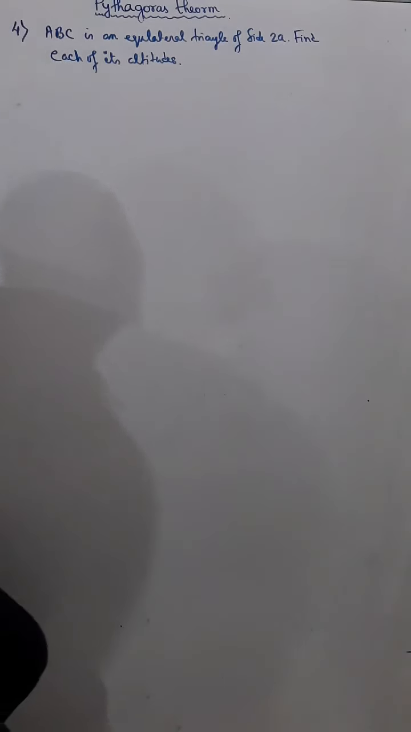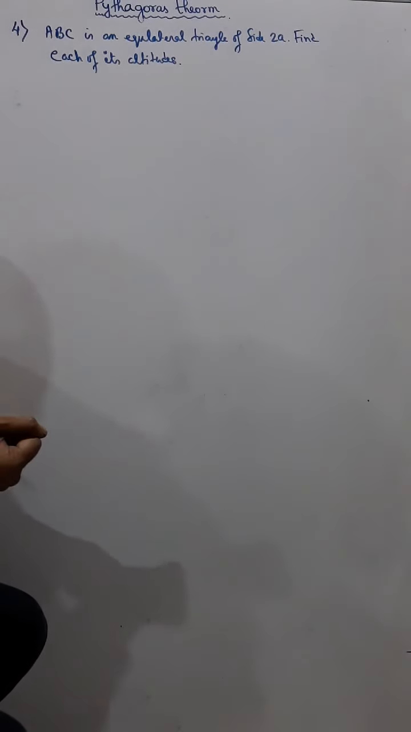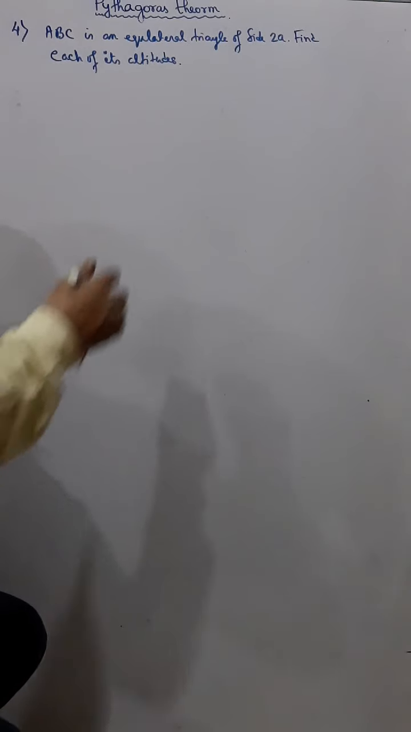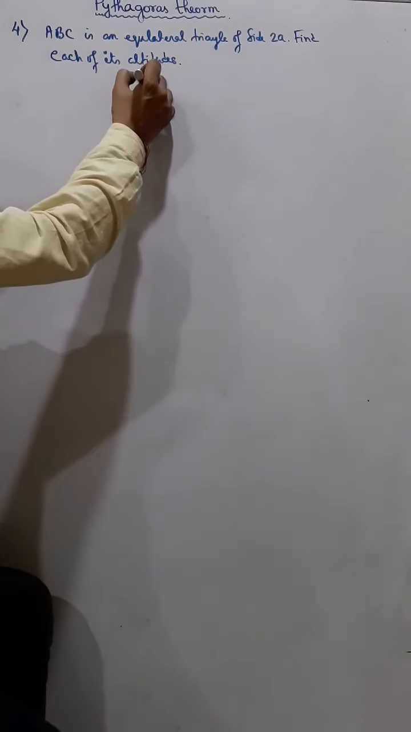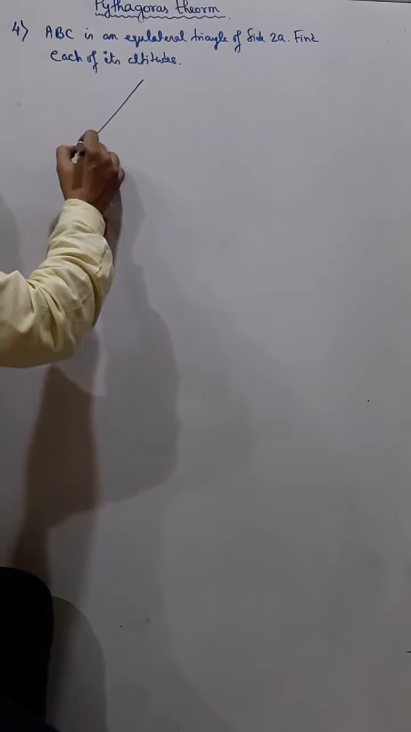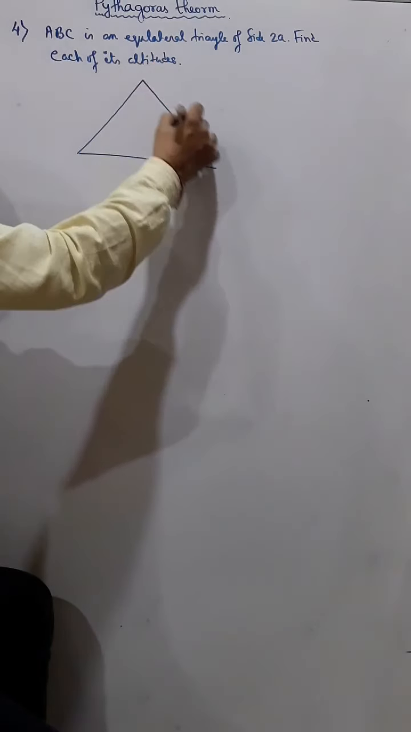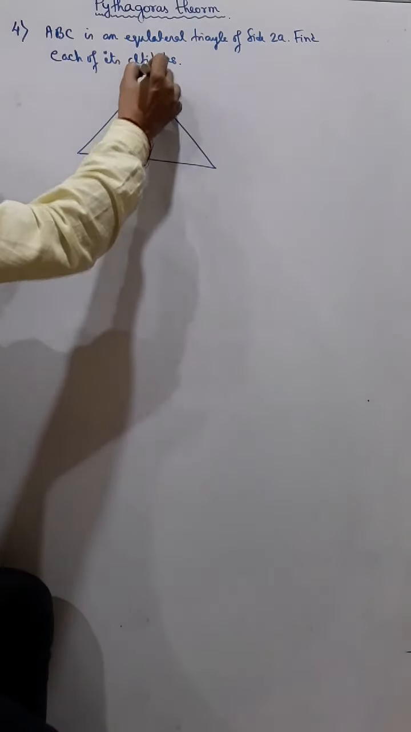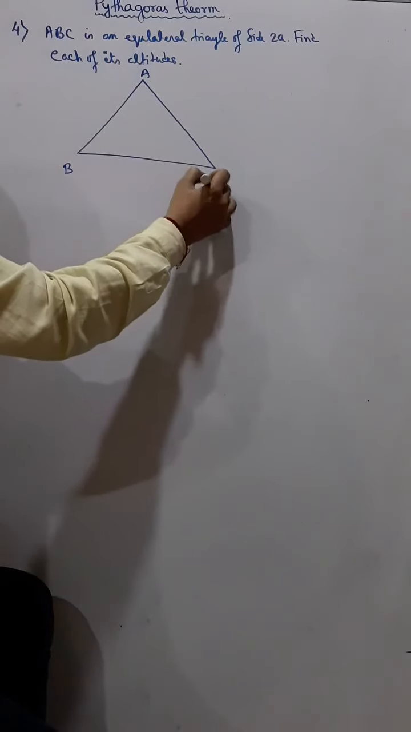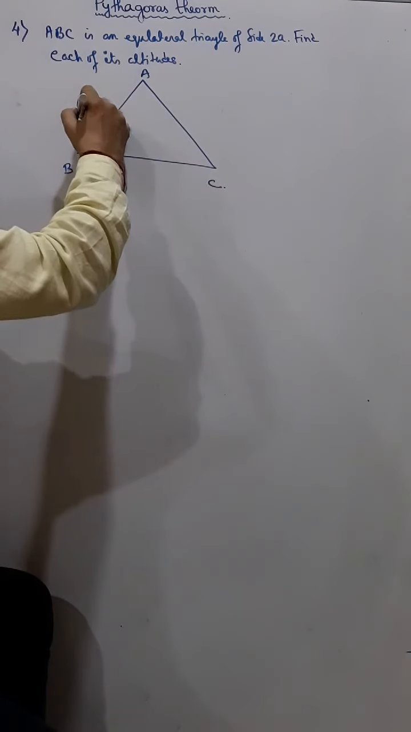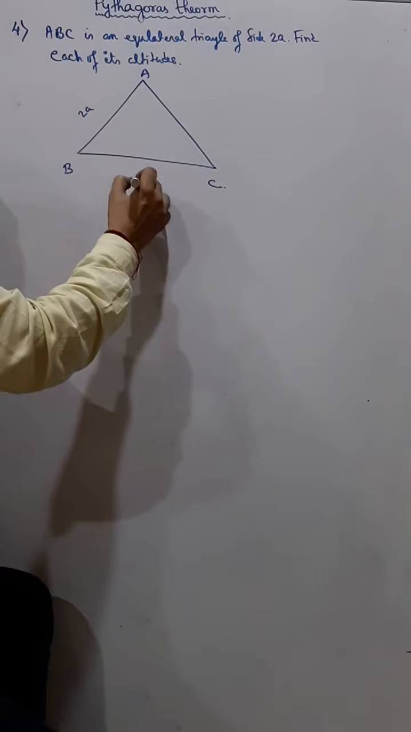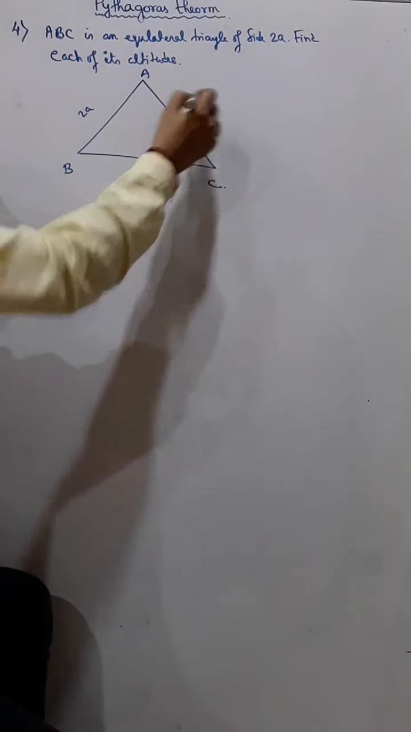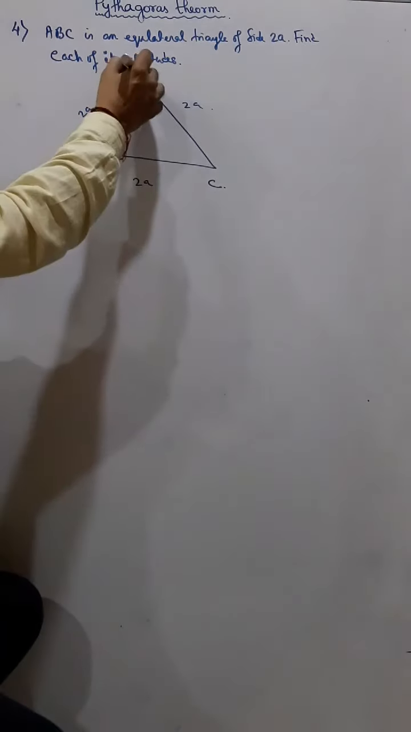Now in this sum they told ABC is an equilateral triangle of side 2A, and we have to find the length of each of its altitudes. Let this ABC be the equilateral triangle, and they have given each of its sides as 2A.